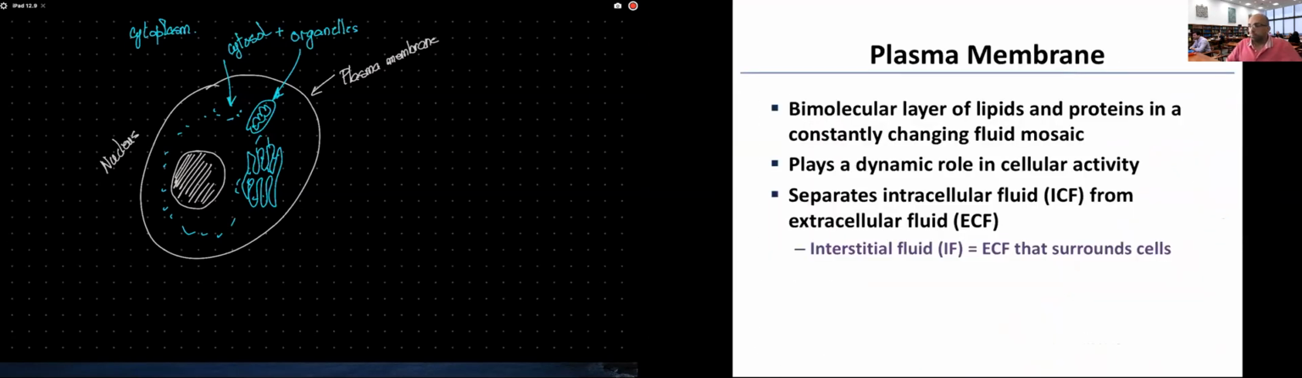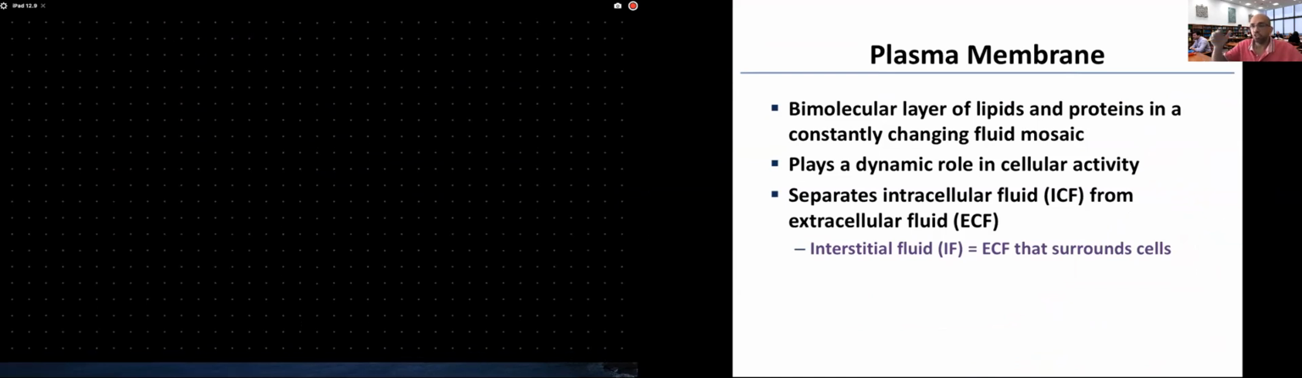So starting first with the plasma membrane. The plasma membrane is a bimolecular layer of lipids and proteins that is constantly changing its appearance. It's a constantly changing fluid mosaic. It plays a dynamic role in cell activity. It also serves as a boundary between the inside of the cell and the outside of the cell. So the inside of the cell is what we call the intracellular fluid compartment, and the fluid around the cells is my extracellular fluid compartment.